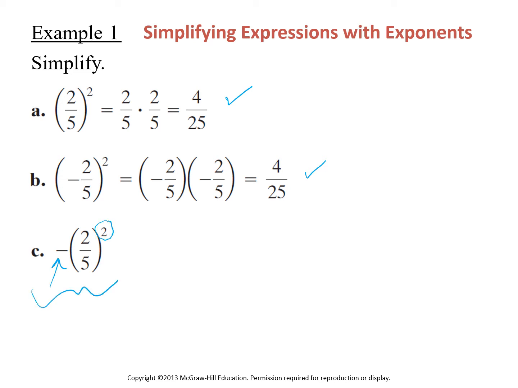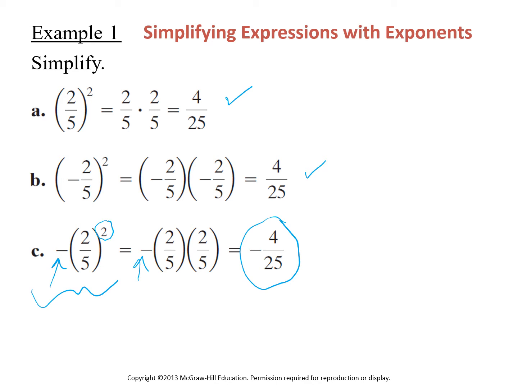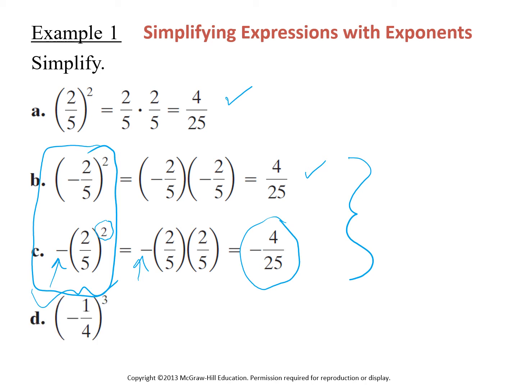You can put it in your calculator the way you see it, because your calculator knows how to do it. Doing it by hand, remember that we're squaring just the 2/5 times 2/5, and then we need the opposite. So we get negative 4/25. So look at the difference between these two when you enclose the negative sign in parentheses and you don't. And finally, I have the quantity negative 1/4 to the third power. So I'm multiplying negative 1/4 by itself 3 times, and I get negative 1/64.